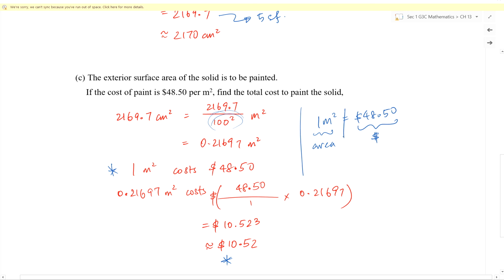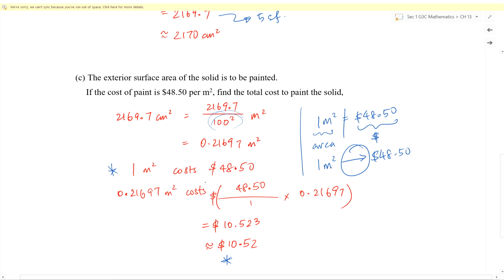You are also not in primary school anymore. You shouldn't be writing 1 square meter arrow $48.50. What does the arrow mean? The arrow has a meaning in mathematics. It is not meant to be used this way. In primary school, your teachers probably allowed it to make things easier for you. But you're no longer in primary school. So you have to learn what is correct.